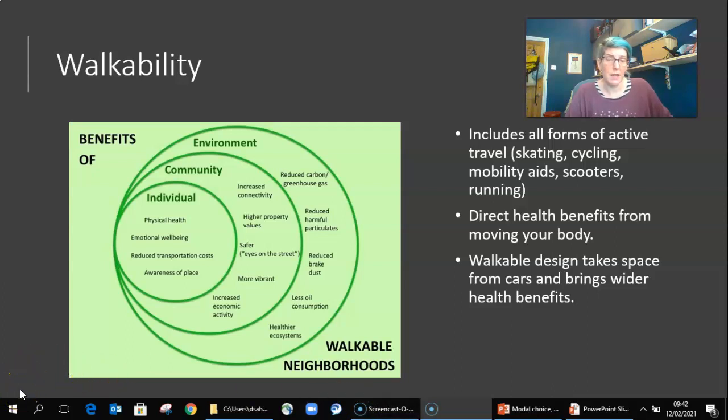And one of the things that I'll be asking you to think about ahead of the session is understanding what the features of a walkable neighbourhood are and how you can evaluate an area for its walkability. And again, walkability means really active travel.